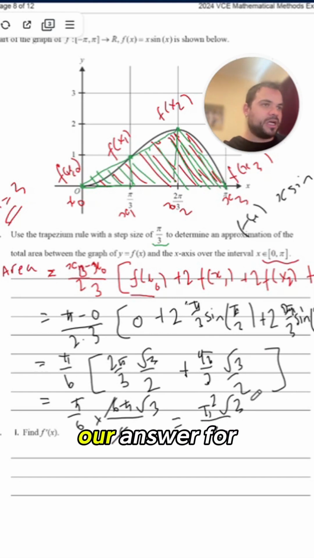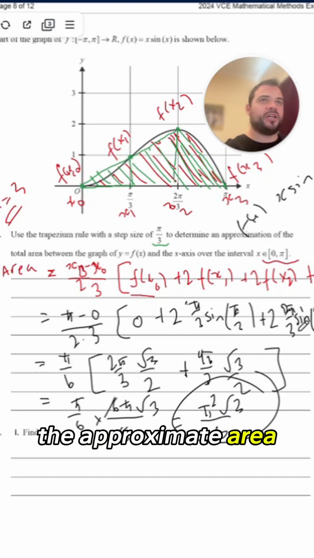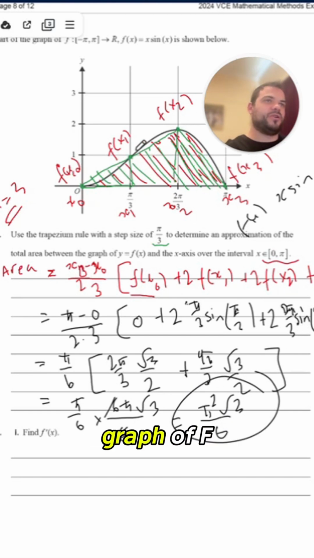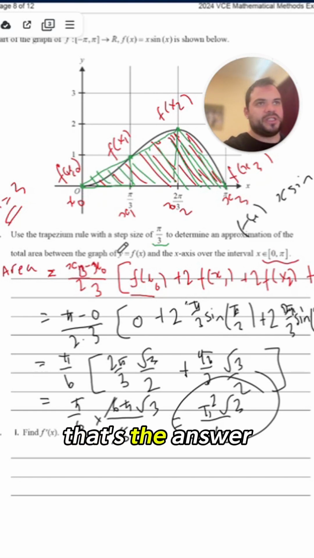So this is our answer for the approximate area under the graph of f of x equals x sine x, but between 0 and pi. That's the answer to 7a.